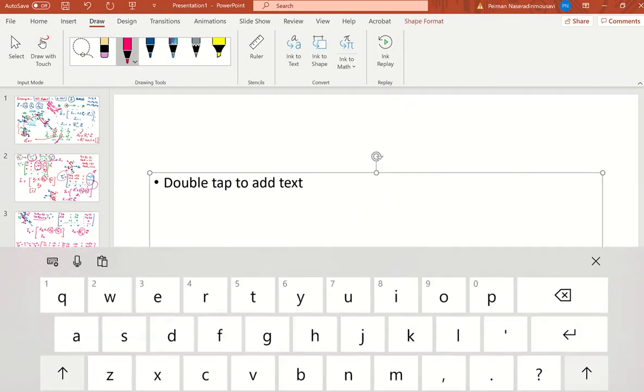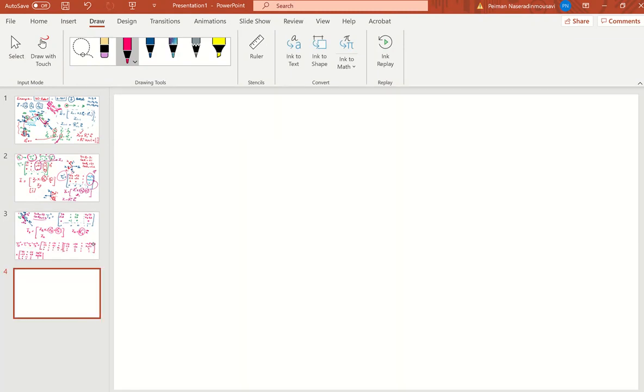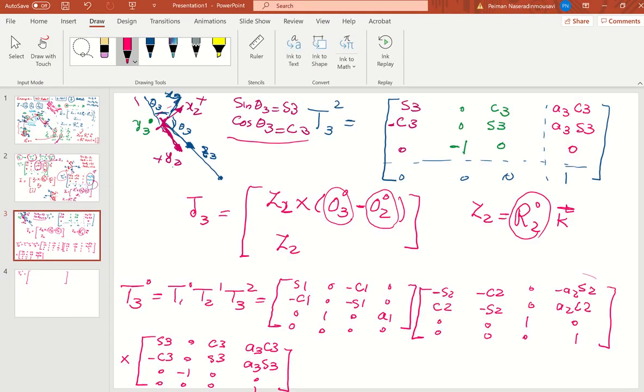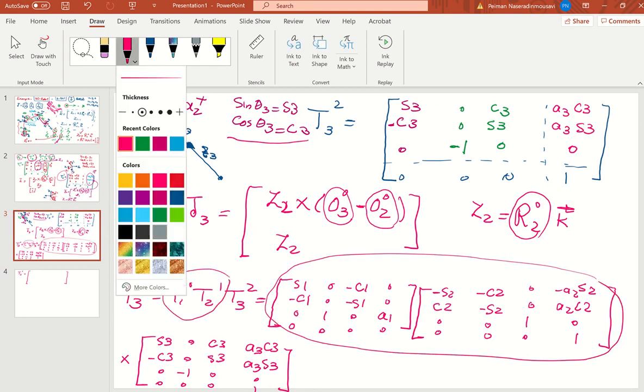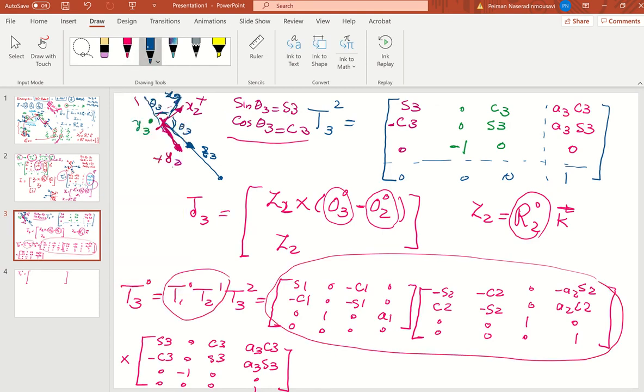I'm doing this intentionally because I need all of them. So, the transformation of 3 with respect to 0 is going to be, here we go. Guys, look here. This is the multiplication of the first two. Why? The first two give you what, guys? Be smart. It's going to give you T2 with respect to 0.